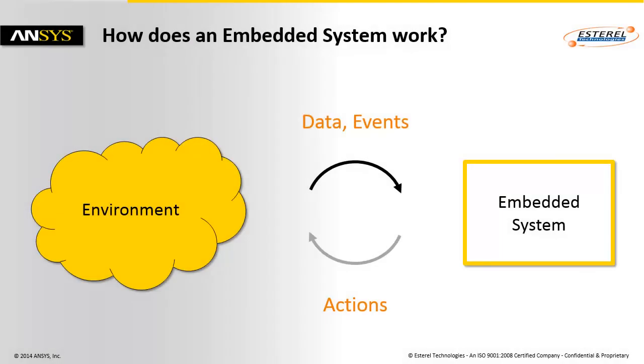How does it work? The embedded system interacts permanently with its environment, reading data and receiving events, producing actions to control this environment. The environment can be a process to control, a user, or a mix of both.